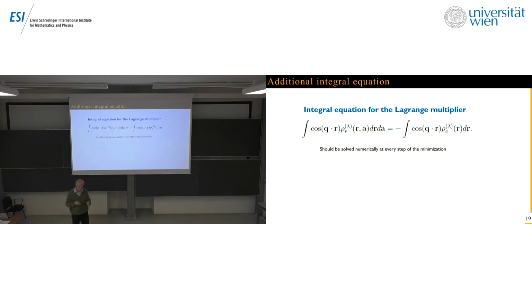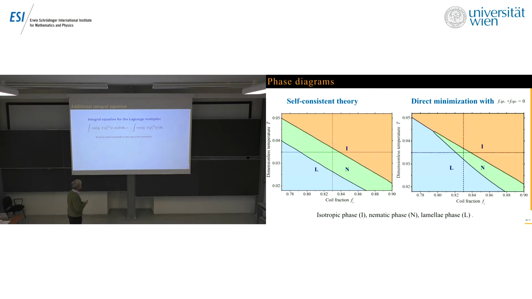And then to compare the free energies to get the phase diagram. And so these are just the phase diagrams which have been obtained using two different methods. So the first method is the self-consistent theory with Lagrange multipliers. And the second diagram, just direct minimization when we substitute this relationship, like it is done in the phenomenological theory.